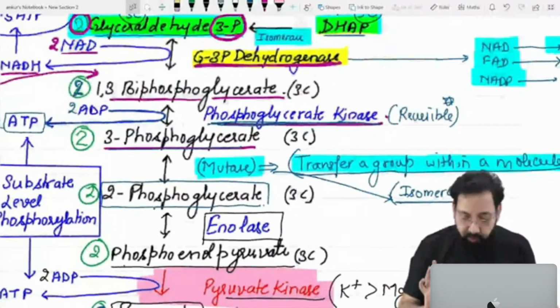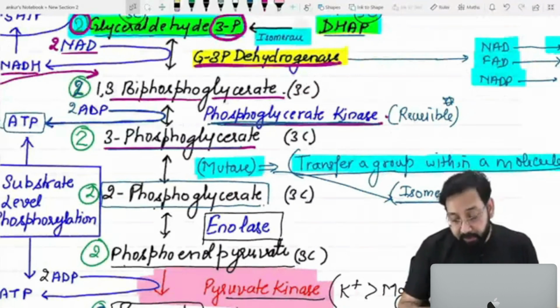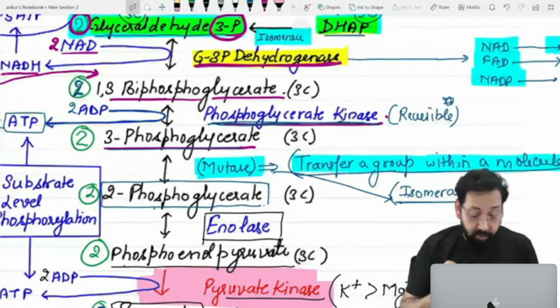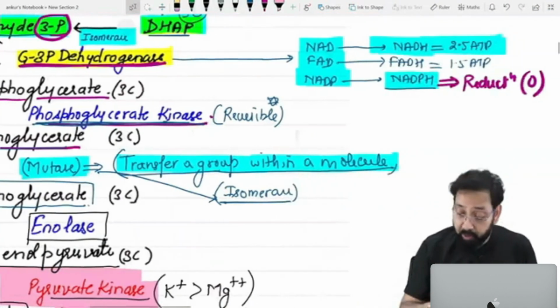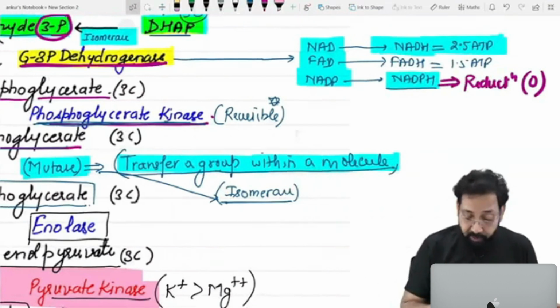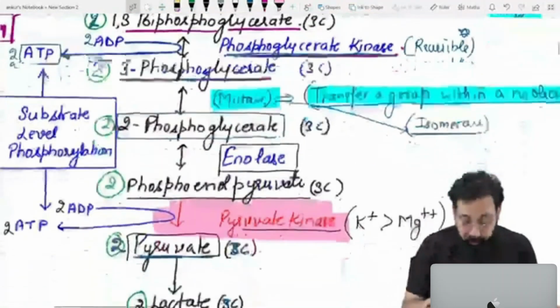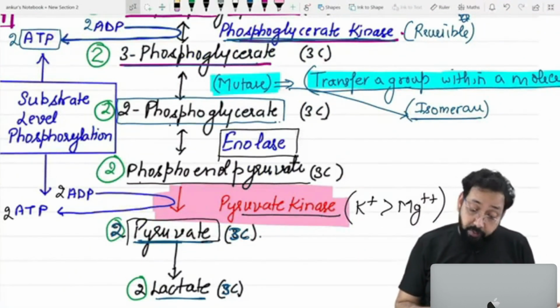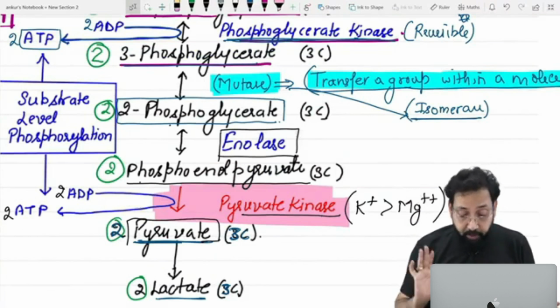3-phosphoglycerate is converted to 2-phosphoglycerate, meaning phosphate is transferred from the third position to the second position. If any enzyme transfers a group within a molecule, that is called mutase. A question has been asked: mutase is classified as isomerase. 2-phosphoglycerate is converted to phosphoenolpyruvate by enolase. Now phosphoenolpyruvate is converted to pyruvate by pyruvate kinase.